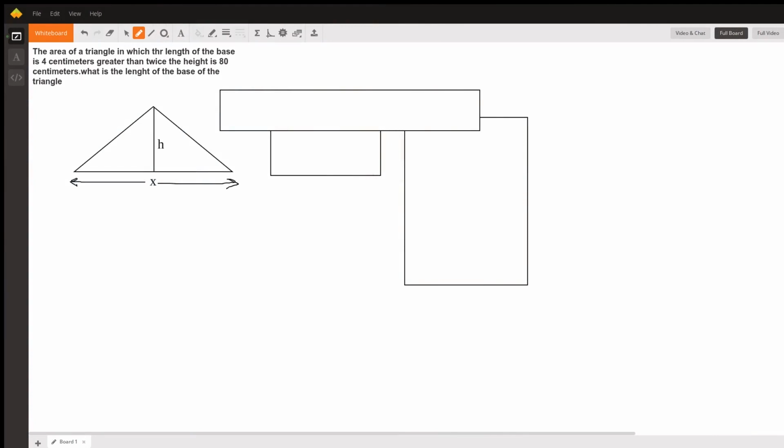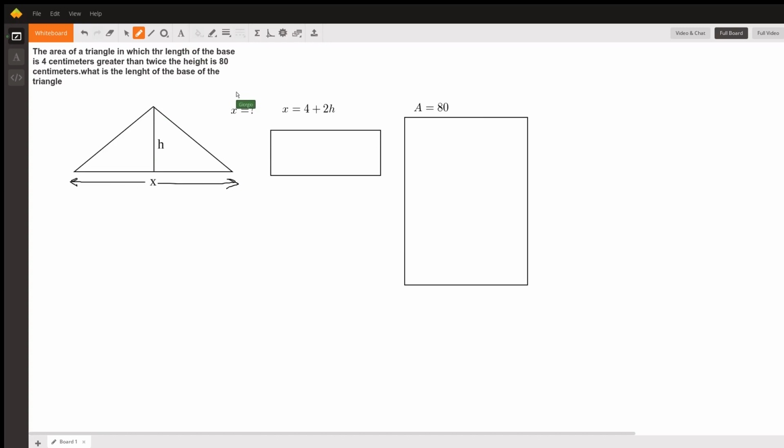All right, so the first thing we want to do for this problem is get a picture so we can visualize what the problem is, and then figure out what information we're given and what we need to find. Since the problem states the base is 4 centimeters greater than twice the height, and the area is 80 centimeters, I just want to draw out a triangle and label those variables. So here we have our base x and then our height h.